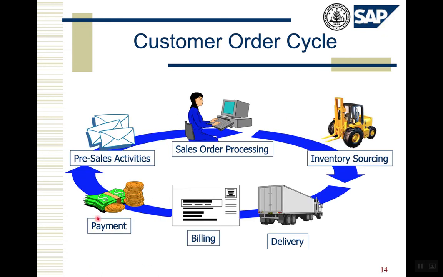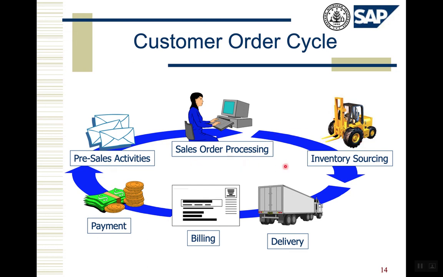So the customer order cycle is, we have pre-sales activities, which would include things like creating a quote, doing an inquiry, or a sales rep going in and talking to the customers. The sales order processing is actually the creation of a sales order in the system. We're going to buy X materials, X number of pounds of this material, or whatever form it comes in.